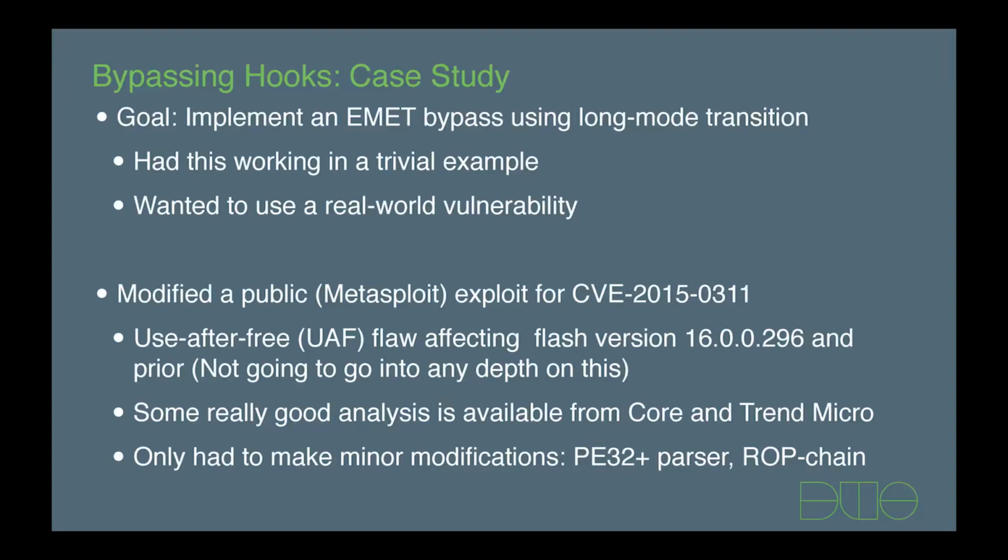In order to make the exploit work, we only had to make rather minor modifications. We had to give it the ability to understand and parse PE32+ modules, being the 64-bit version of PE files, which is Portable Executable, the executable format Windows uses. And of course, we had to change how the ROP chain worked.